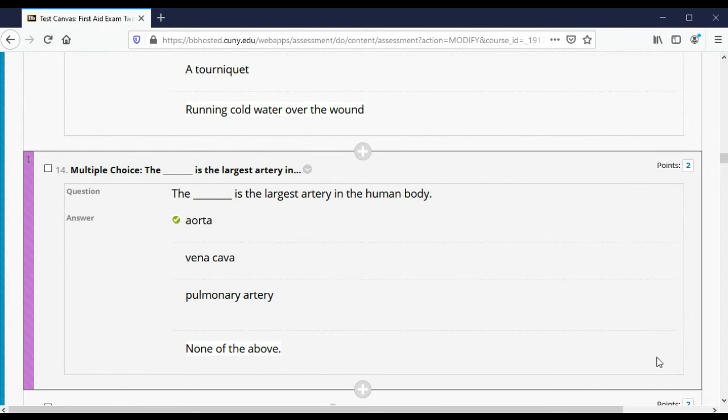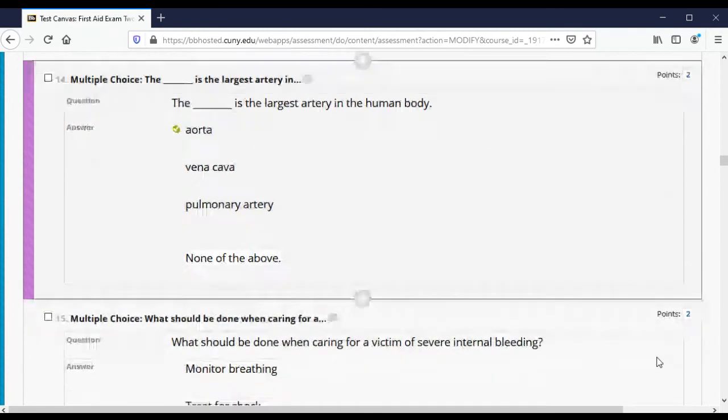So, a little anatomy again. The aorta is the largest artery in the human body. The vena cava is the largest vein that brings blood back to the heart. The pulmonary artery is a large artery that brings blood to the lungs, and none of the above is not a choice.